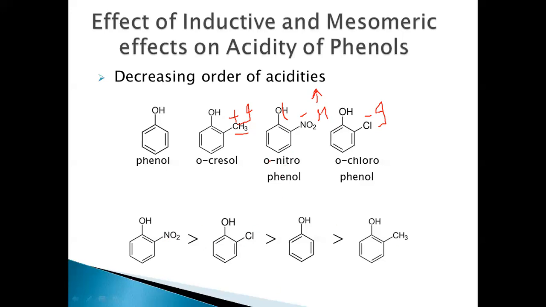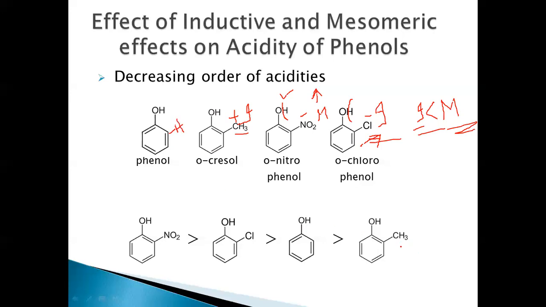the other phenols here. Now let's look at the acidity of orthochlorophenol here. Now this is a minus I effect. So this will also withdraw the electron density from the ring, making the bond dissociation of OH easy, but the inductive effect is less than the mesomeric effect, or the mesomeric effect predominates over the inductive effect. So orthonitrophenol is more acidic than orthochlorophenol. Then comes phenol here because H has no effect here.